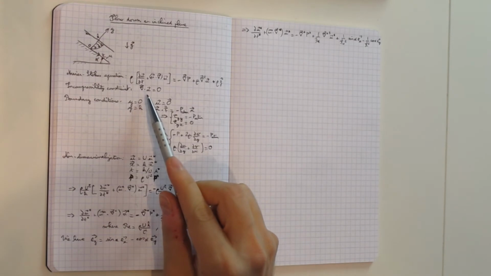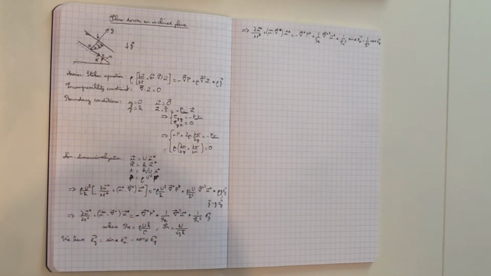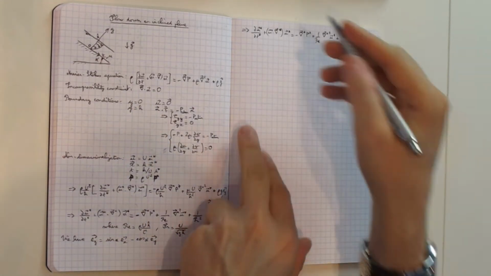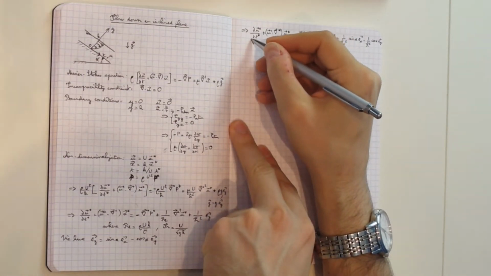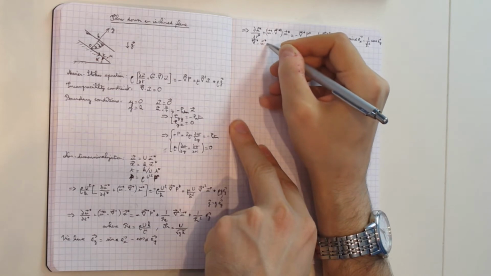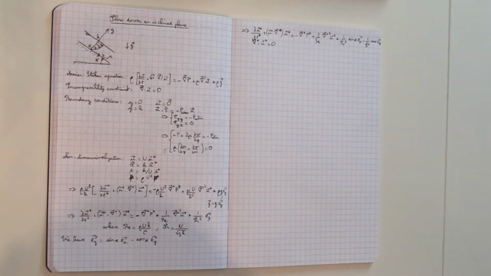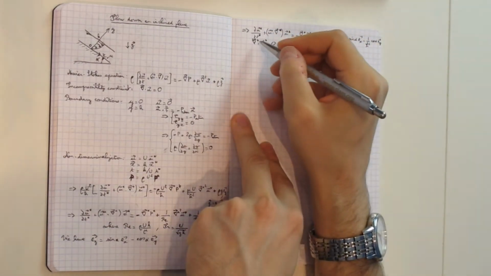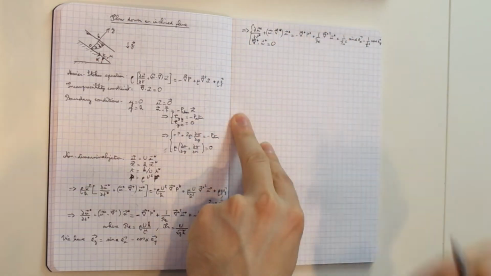The incompressibility constraint gets a u over h out when we non-dimensionalize it, so effectively it doesn't change much. It just becomes divergence of u star equals 0. The prefactor can be taken out, simplified, and sent to the right hand side.